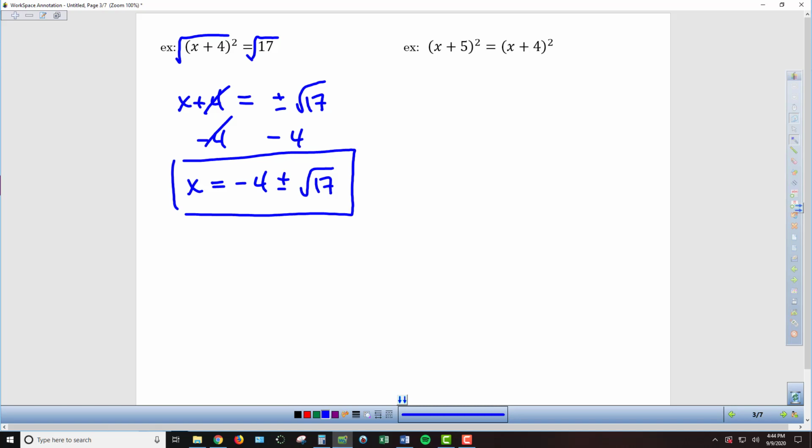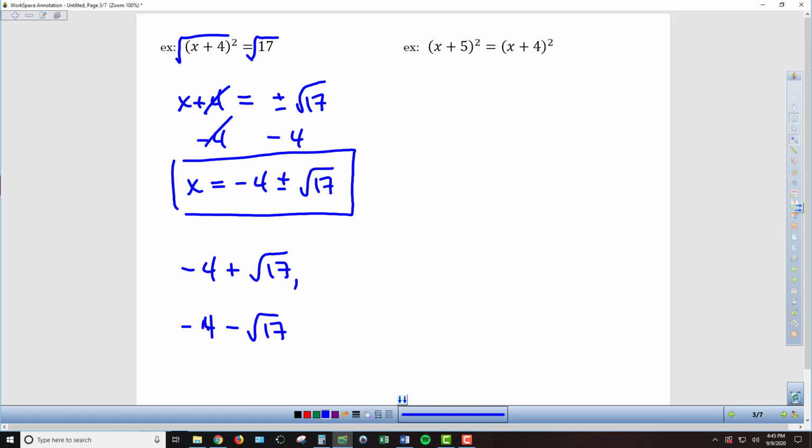If I write it in an expanded format, it would be negative 4 plus root 17, and then of course negative 4 minus root 17. So it's still two answers like we should have. It's just written in this combined format where we can't simplify it any farther than that.